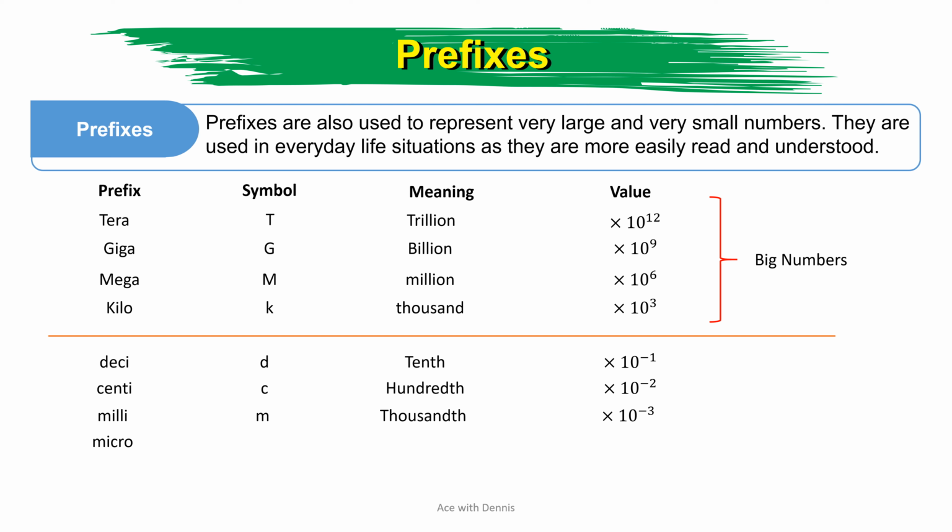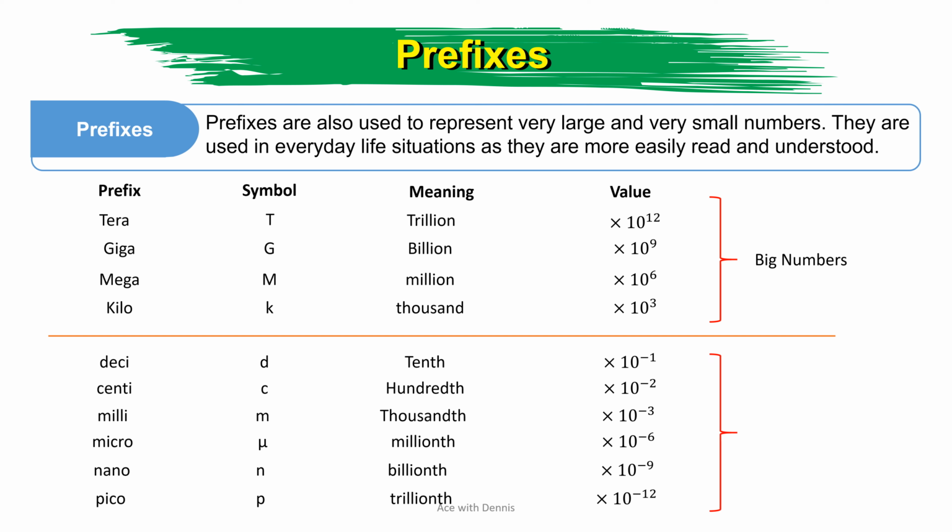The next level is micro. The symbol is mu, and the meaning is millionth. So the value is times 10 to the power of negative 6. Next, nano, symbol is small letter n. The meaning is billionth, and it is times 10 to the power of negative 9. Next, pico, symbol is small letter p. The meaning is trillionth, and the value is times 10 to the power of negative 12. And these values represent small numbers.